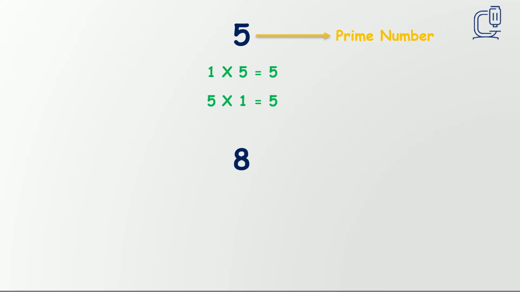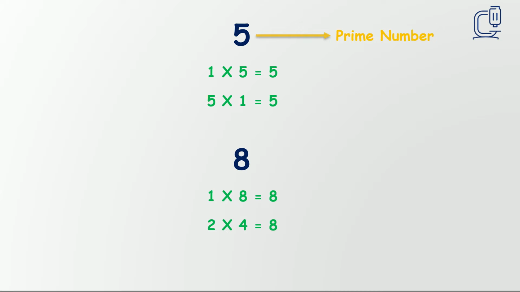Let's try another example, the number 8. What numbers multiplied together give us 8? Well, 1 times 8 gives 8, and we can also use 2, so 2 times 4 is 8. So 8 has more than two factors. It cannot be a prime number.